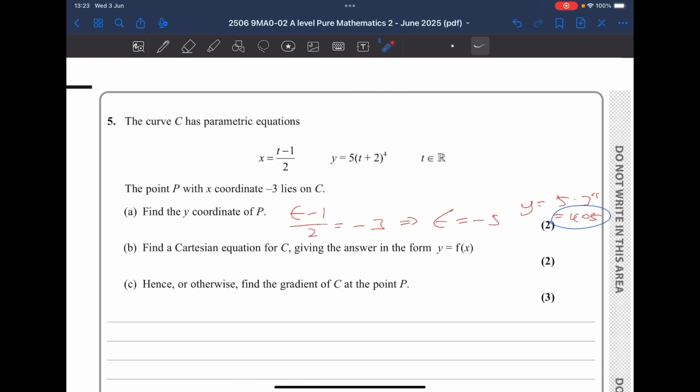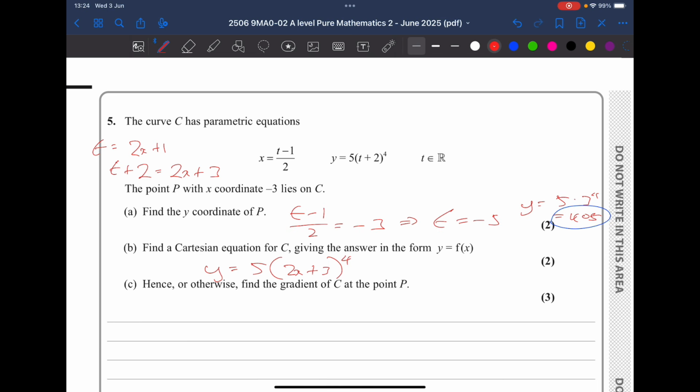Part B, what have we got? Find a Cartesian equation for this. Okay, so we've already kind of got this one. Let's rearrange that for t. So 2x plus 1, that will be t. We actually want t plus 2 though, so let's add 2 to that. So t plus 2 is 2x plus 3. So that whole thing is 2x plus 3. So what we have, y is 5 lots of 2x plus 3, all to the power of 4.